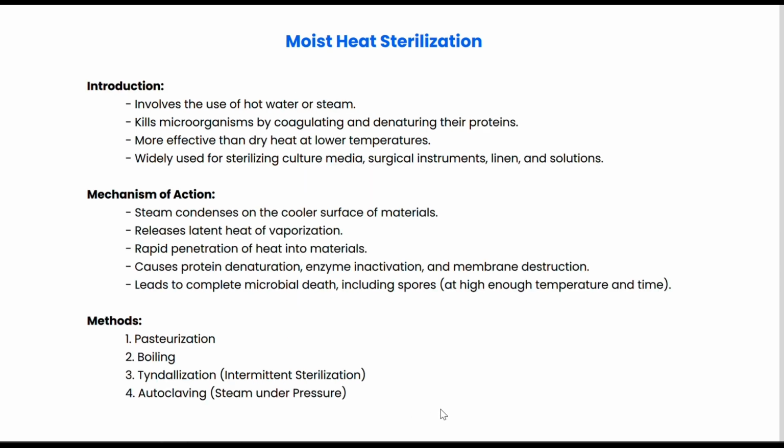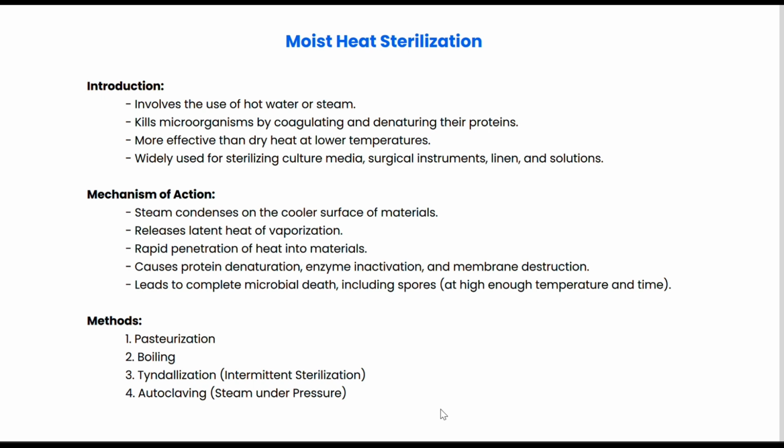All right, let's now dive into moist heat sterilization. Moist heat sterilization simply means using hot water or steam to kill microorganisms. Unlike dry heat, moist heat transfers heat more efficiently because water conducts heat far better than air. This allows us to achieve sterilization at lower temperature and in shorter times.